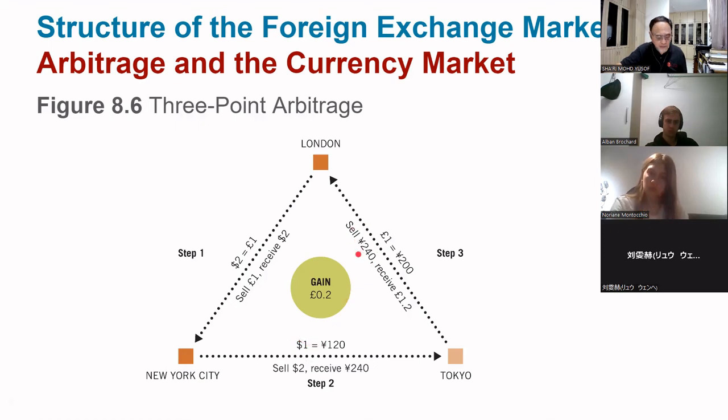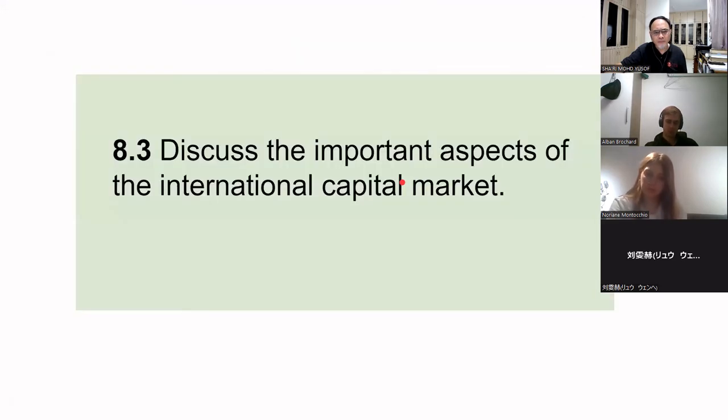Any questions? The third one is an example of covered interest arbitrage. You can look at the example in the book, or I'll discuss it next week if I have time. Okay, that's the final one.